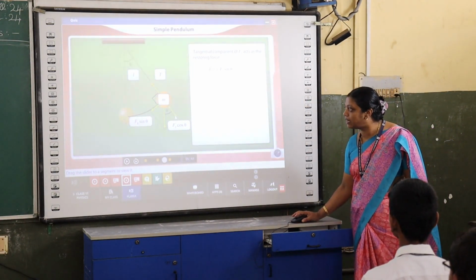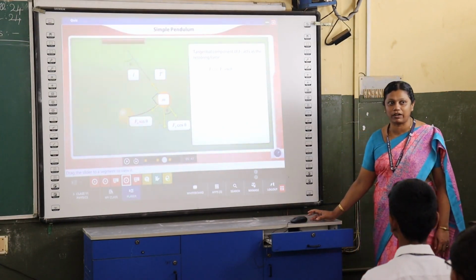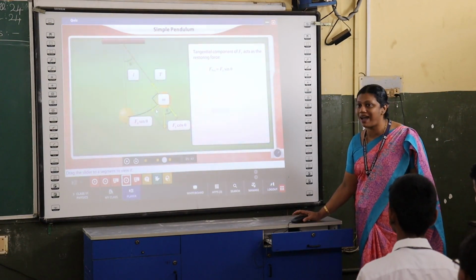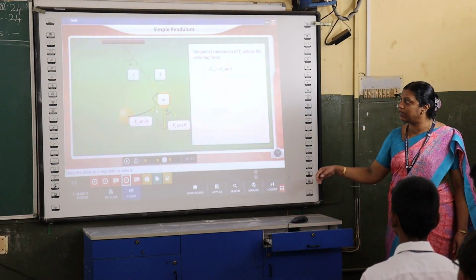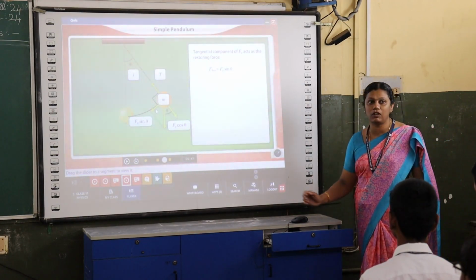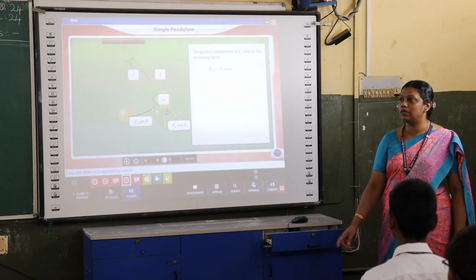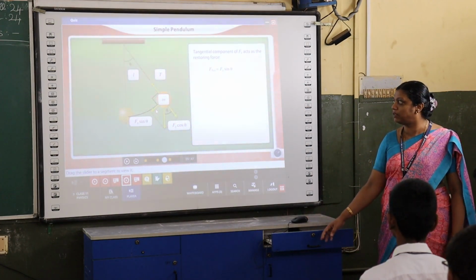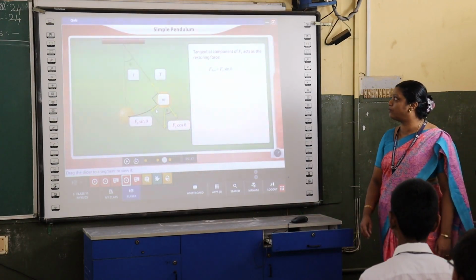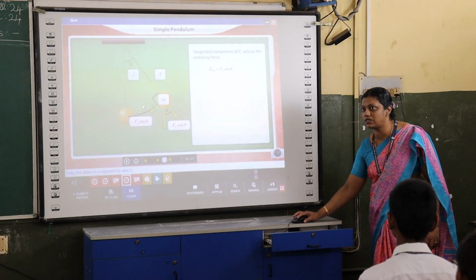Here, the radial component Fg cos theta is balanced by the tension in the string, and the tangential component Fg sin theta is unbalanced. Is there any force to oppose it? No. So this tangential component produces the necessary restoring force to move the pendulum, that is the body, towards the mean position. So that restoring force is given as Fg sin theta. So proceed with the derivation.